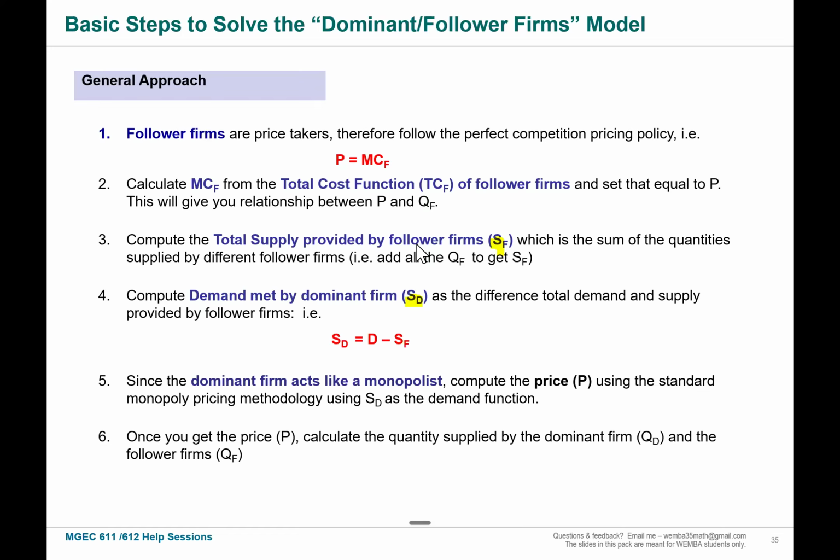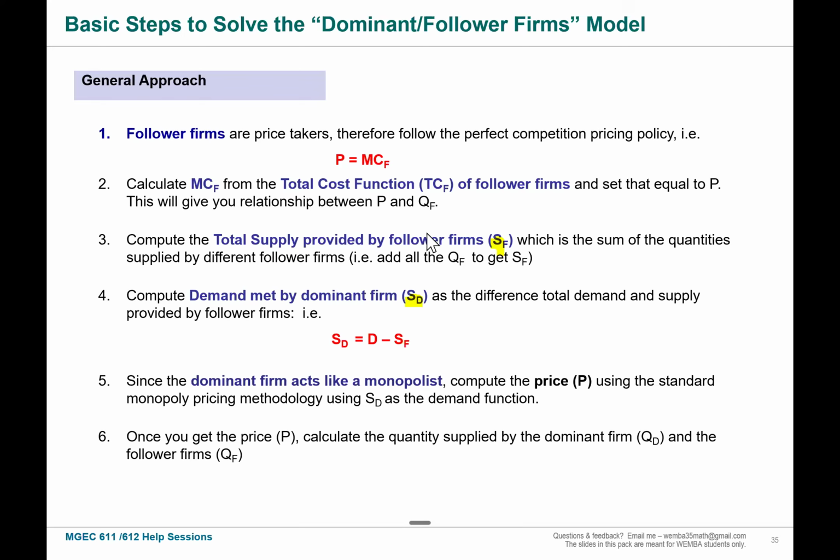Remember in the midterm, you had done a problem where you had multiple firms, say 10 identical firms, and you could compute the supply provided by those 10 identical firms. The way you had done that was you set each individual firm's profit maximizing quantity with P equals MC. And from that, you wrote down small q in terms of price. And then if you have 10 identical firms, then 10q equals the total supply from the follower firms.